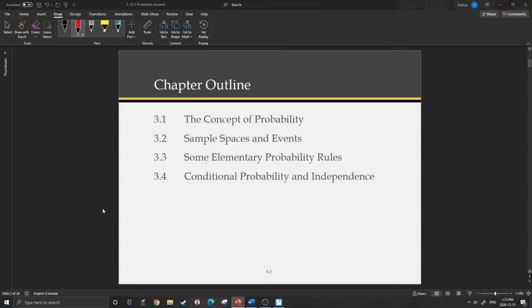So, these are the four things we're going to be looking at. What is probability in 3.1? What's a sample space, and what's an event in 3.2, and then some elementary rules in 3.3, and then we're going to be looking at conditional probability and independence, and that's kind of a tricky concept. This section here, 3.4, that's tricky. So, moving along.